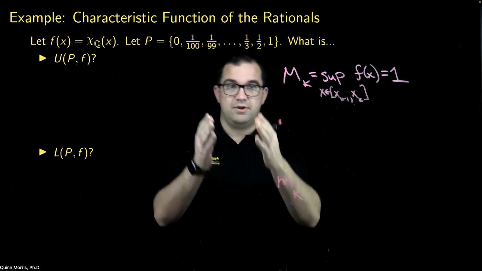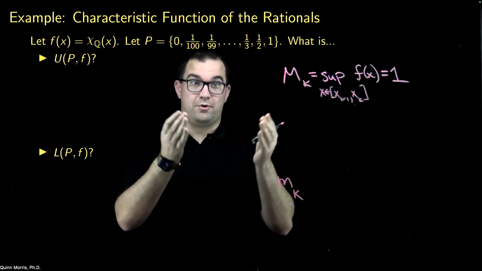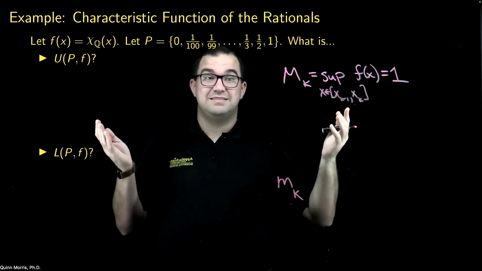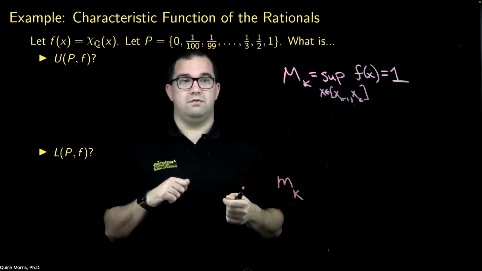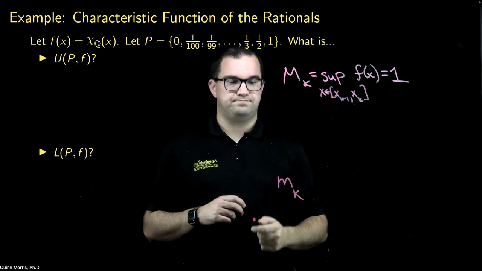So the capital M sub k's are going to be equal to 1 for every k. What this is saying is that on every subinterval of your partition, you're going to have a rational value. That rational value is going to give you out 1, and that's the biggest thing you could ever possibly get out. So the supremum of the function on each subinterval is just 1.